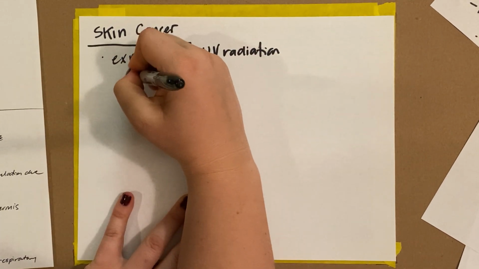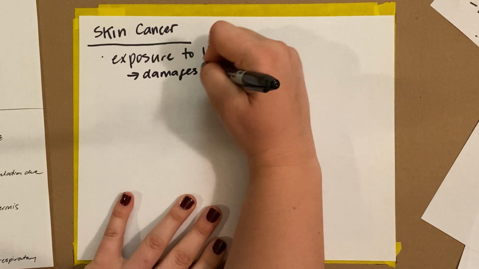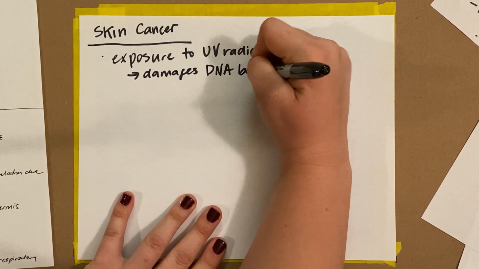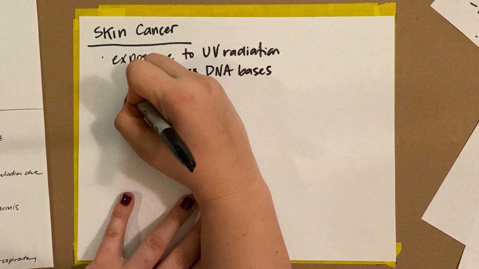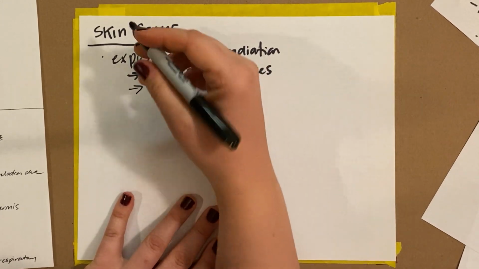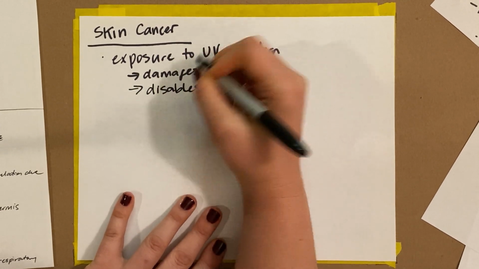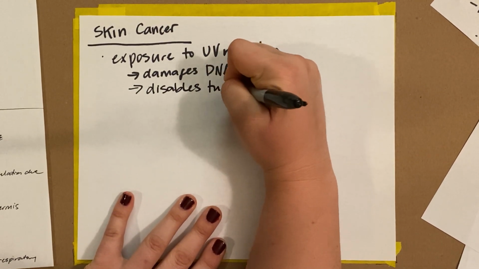Okay, so what it does is it damages the DNA bases, okay? And obviously a mutation can cause cancer, but one of the things it also does is it disables tumor suppressor genes.